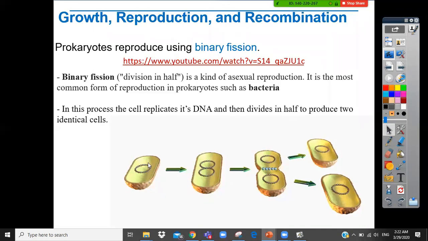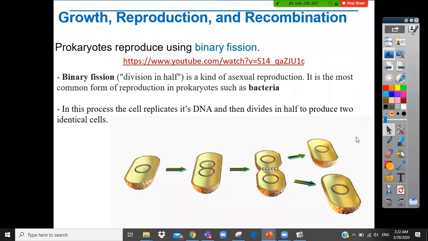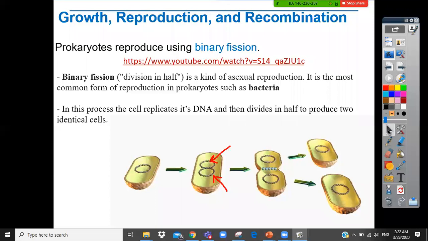The cell will start at the beginning to replicate its DNA. Here we have 2 copies of the DNA. So this is 1 copy, and this is the second copy, of course, an identical copy. Then it will start to divide into half to produce 2 identical cells by the end.